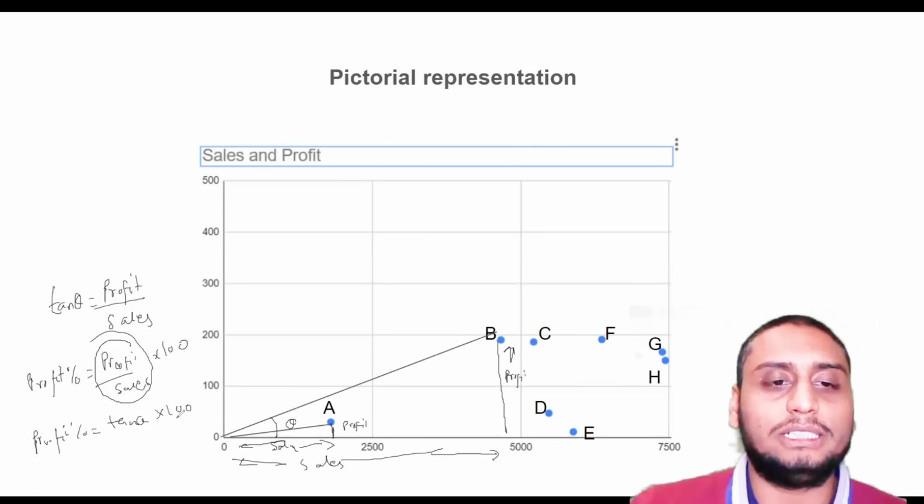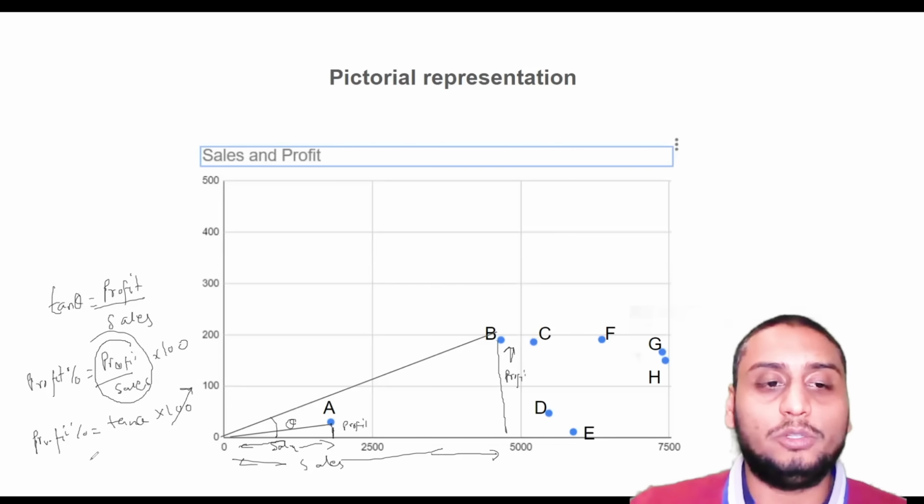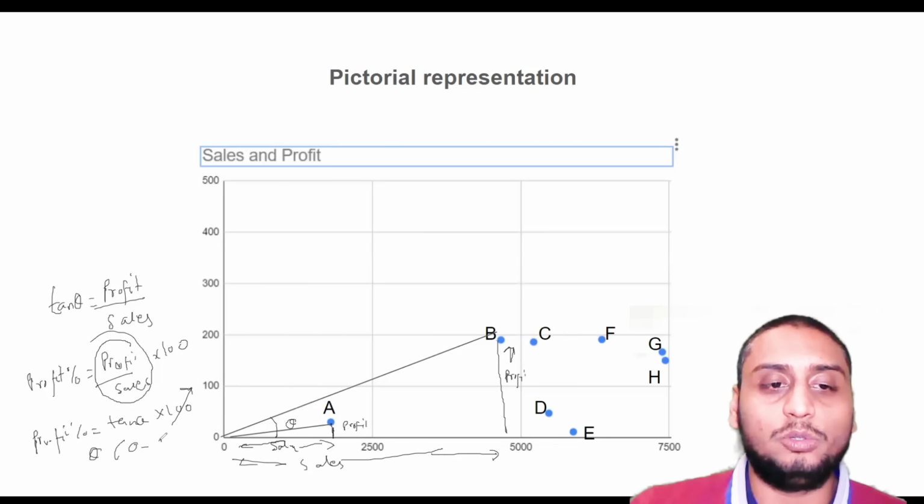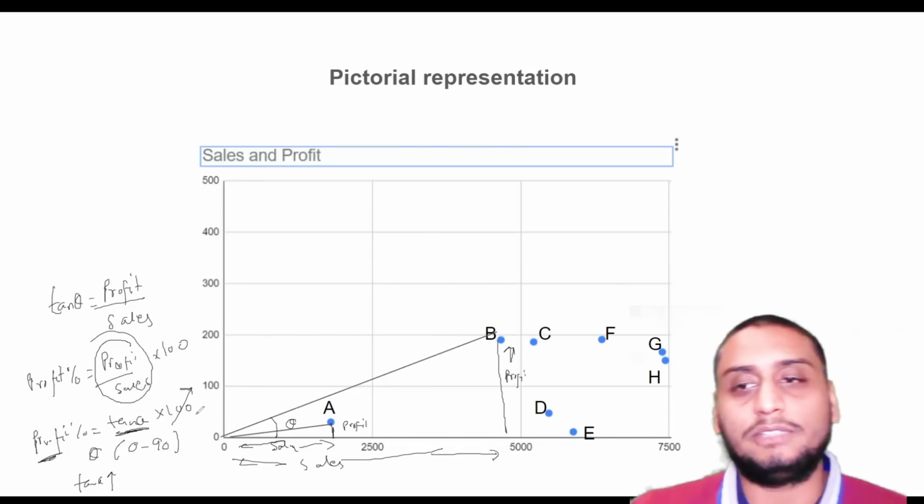This 100 is constant. As you know, when the angle theta goes from 0 to 90, the value of tan theta would increase. The bigger the angle, the bigger the value of tan theta. So profit percent would be highest for someone.